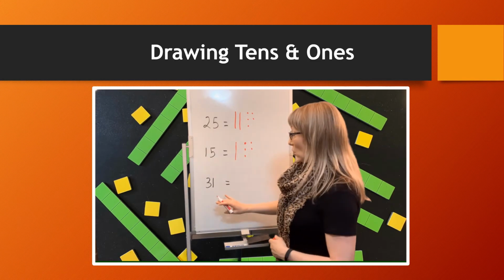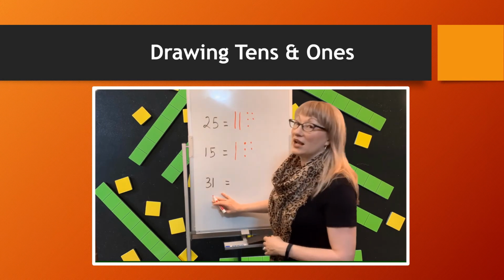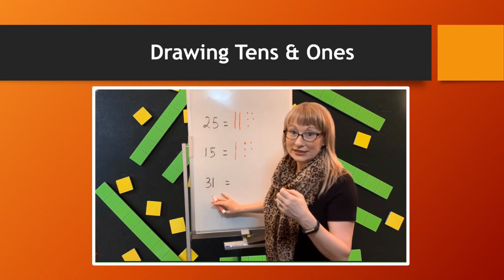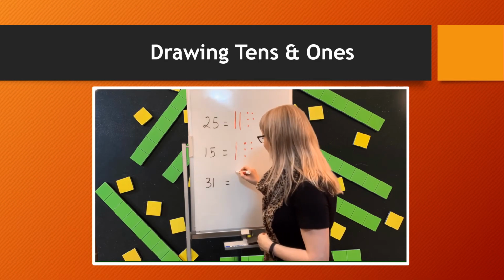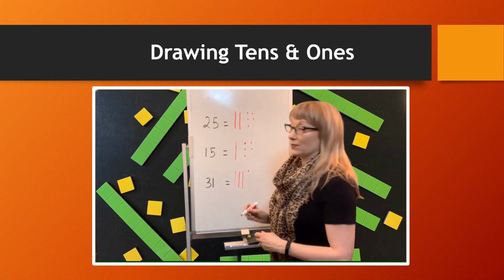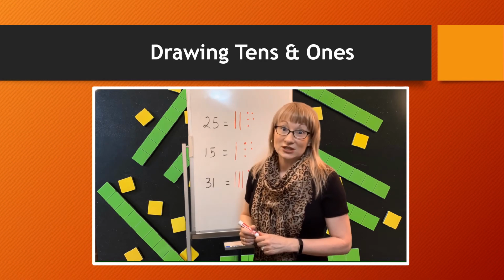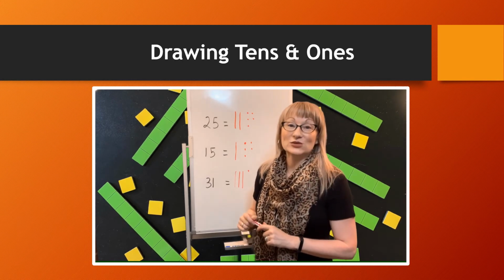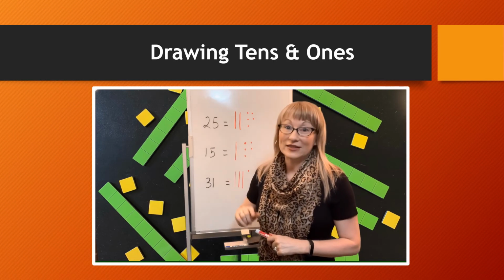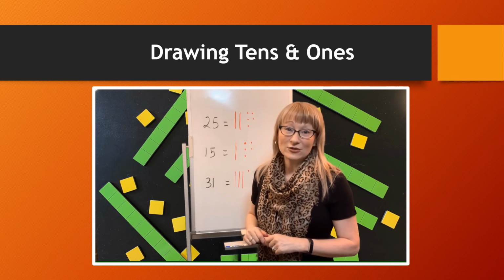Let's do the next one. Oh, this is a bit of a bonus one. 31. 10, 20, 30. Oh, we need a little bit of counting by 10 to get this one. So 10, 20, 30, 1. We definitely don't want to do 31 ones. That would take forever. That's why we draw a 10. Every time you hit 10, draw a line for a 10, and that will save you a lot of counting.